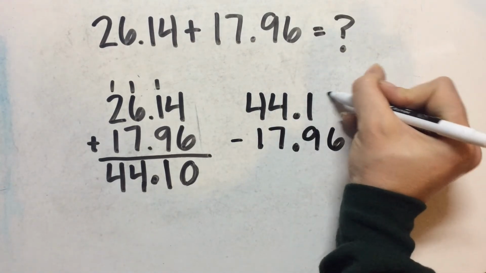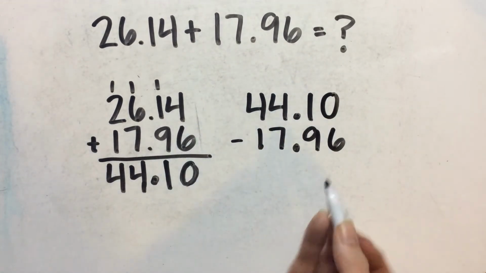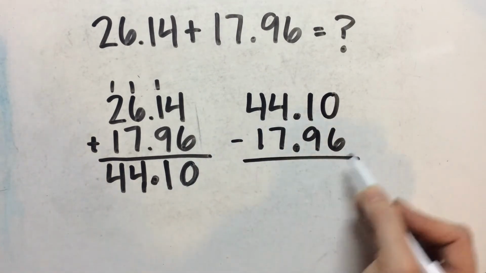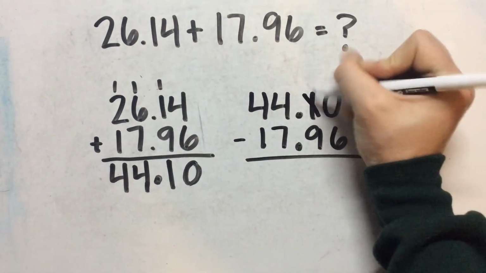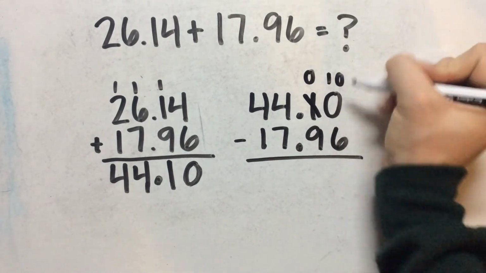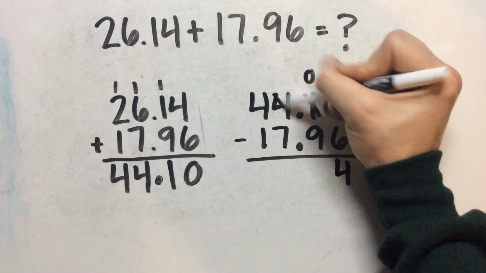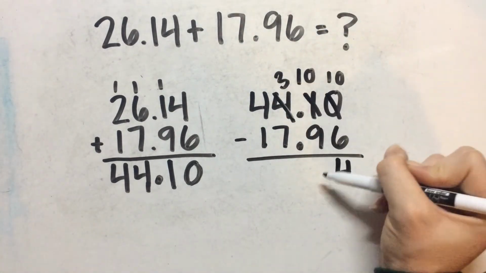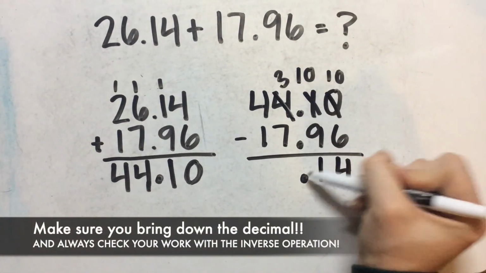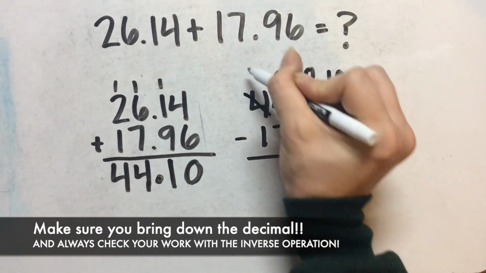So here's where you can add that placeholder 0 because the number doesn't change. Can't take 6 away from 0, so we have to borrow. 10 minus 6 is 4. We have to borrow again. Always bring down your decimal. Borrowing again.